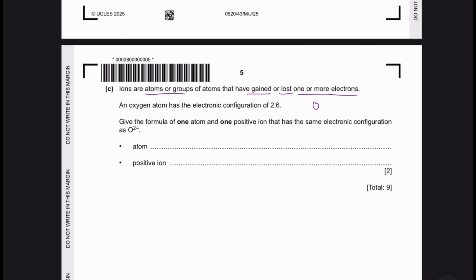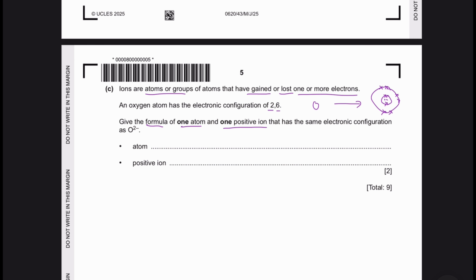So an oxygen atom has the electronic configuration of 2, 6, that just means it has 2 electrons in its first shell and 6 electrons in its second shell. We've drawn this oxygen atom to the right. Obviously, there's protons and neutrons in the centre, but right now we're not interested in that. Give the formula of one atom and one positive ion that has the same electronic configuration as O2-.